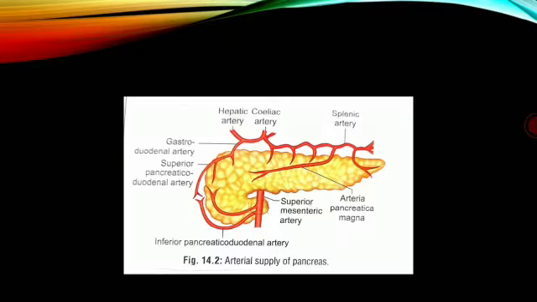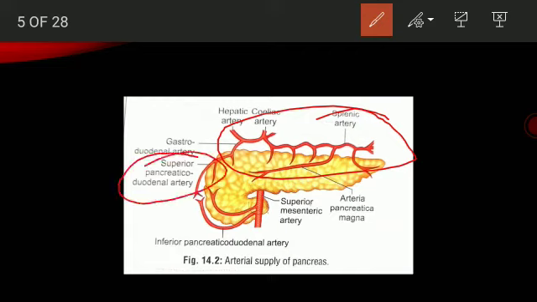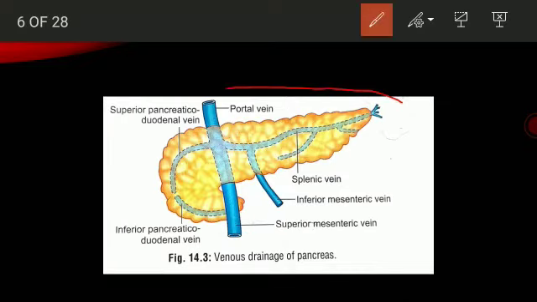So we will see the diagram of the arterial supply of the pancreas as we discussed before. That is, it receives blood supply from three main arteries: pancreatic branches of the splenic artery, the superior pancreaticoduodenal artery, and the inferior pancreaticoduodenal artery. Venous drainage, it drains its blood into the portal vein.